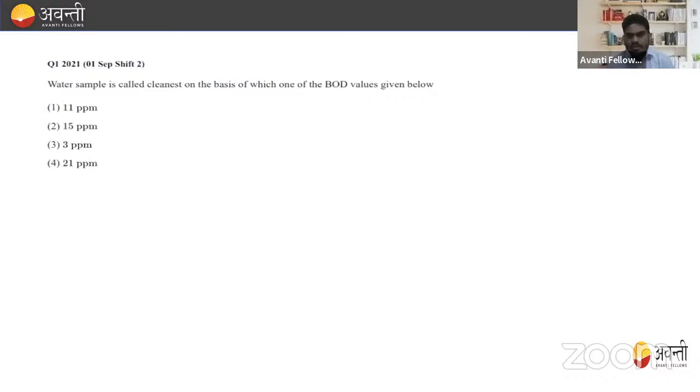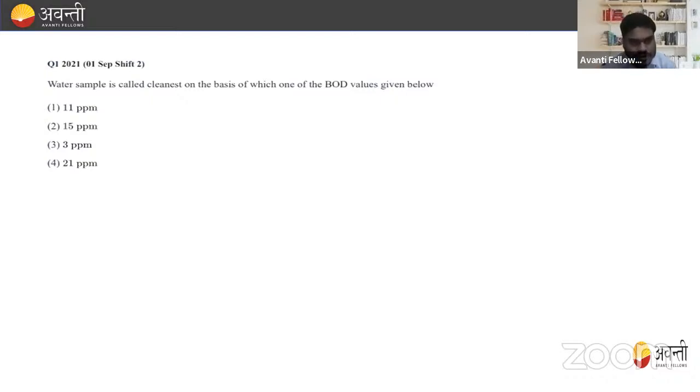A water sample is called cleanest on the basis of which one of the BOD values given below. We already explained this question, we already solved it a few minutes ago. So you have to identify the water sample called cleanest on the basis of which one of the BOD values: 11 ppm, 15 ppm, 3 ppm, or 21 ppm. Which one is correct? Give me the answer.